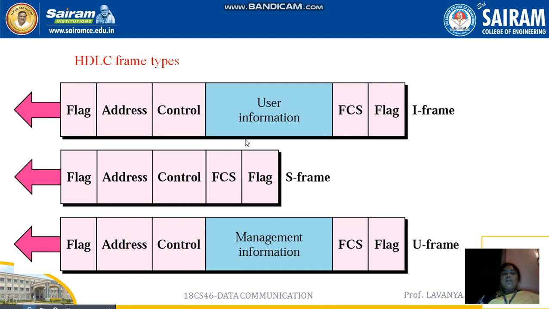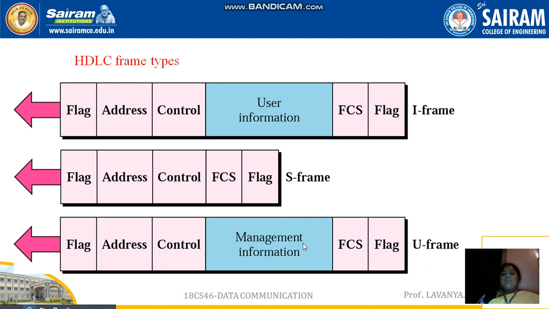So this is the format of our HDLC frame types. See here, the I frame is going to contain flag, address, control, and user information, and also FCS and a flag. Like that, the S frame has flag, address, control, and FCS; there is no user information, because the S frame handles only supervision. It is monitoring the address. That is how this frame works, so there is no information field.